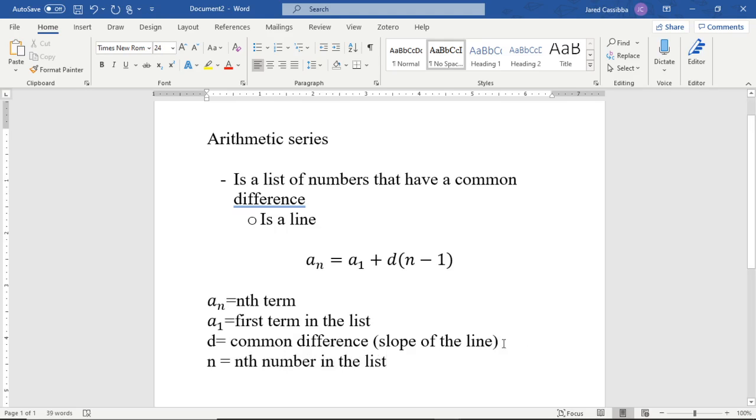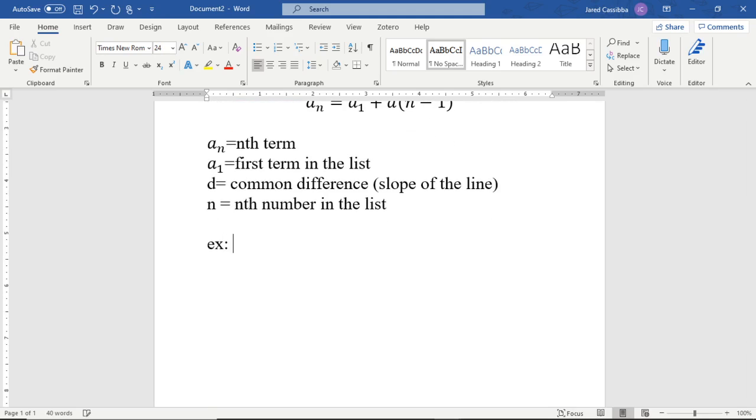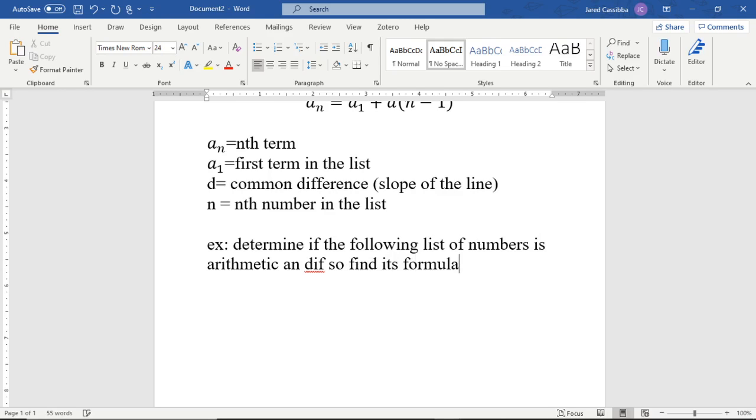Most examples we're going to get with these will look something similar to this. Determine if the following list of numbers is arithmetic, and if so, find its formula. And then we'll get a list of numbers. Normally you get like 4 or 5. So let's do 1, 3, 5, 7, and continue on.